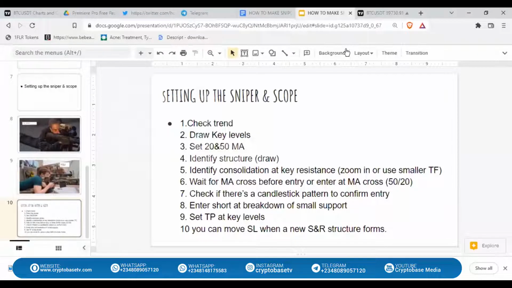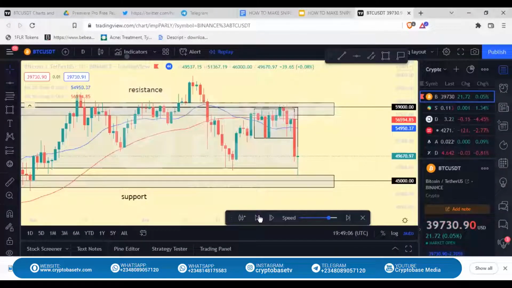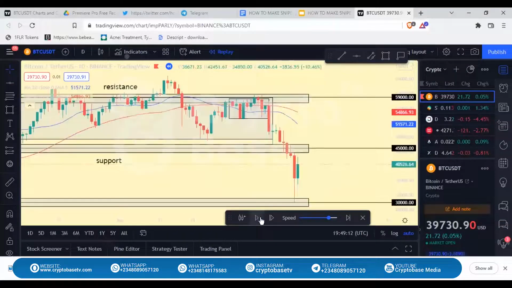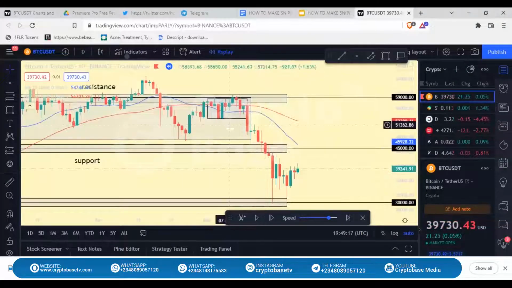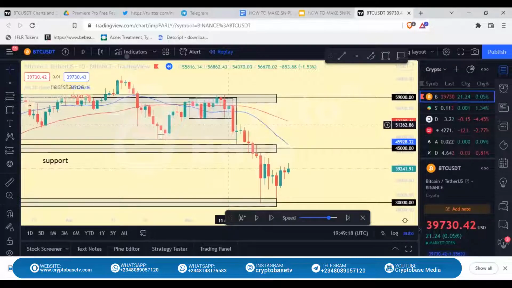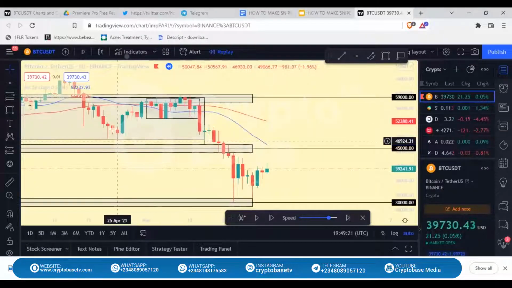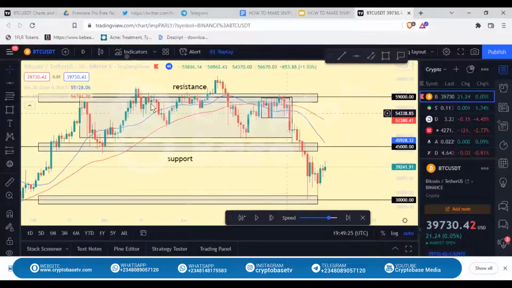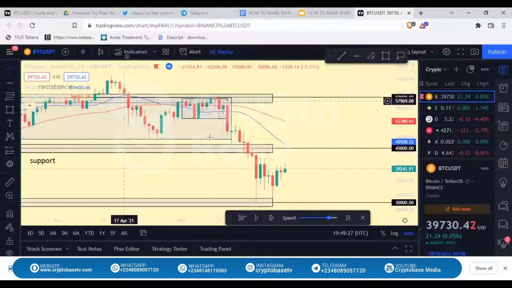Look for a breakdown of your small supports. Now, let's look at it. Great, I love this. If you look at this point, this is our small support. After we've drawn our structure this way, this is our resistance and this is our support. Now, I said a breakdown of this support.